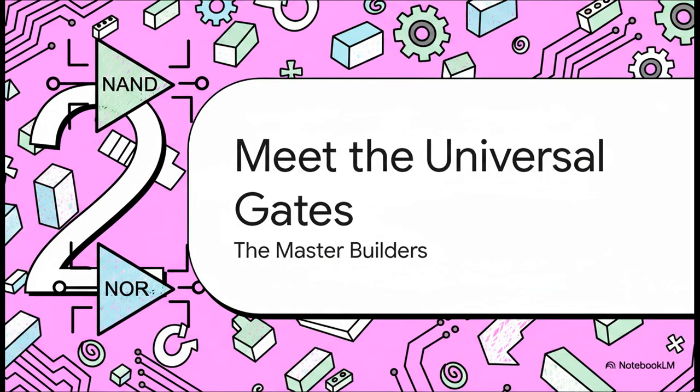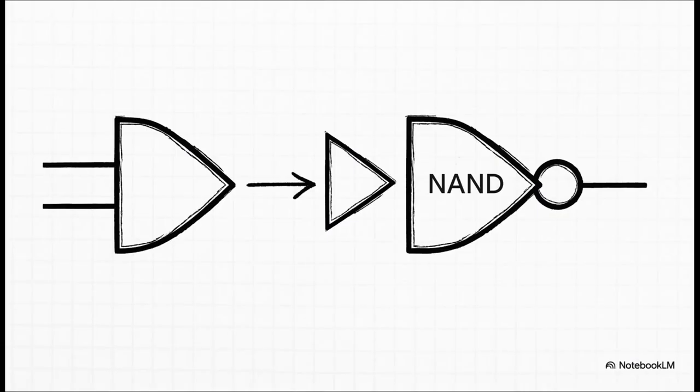All right, now that we've got the basics down, let's look at two really special gates, the NAND gate and the NOR gate. They're known as universal gates because, as you're about to see, they're like the master builders of the digital world. The NAND gate is pretty much what it sounds like. It's a NOT AND gate. Just imagine you take the output of a regular AND gate and you feed it straight into a NOT gate. That's a NAND gate. It gives you the total opposite result of an AND gate.